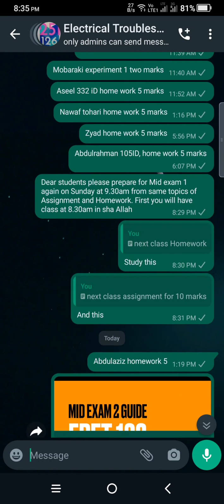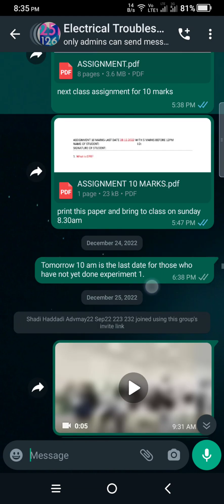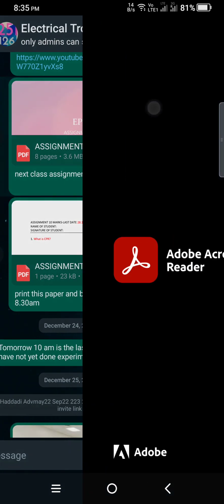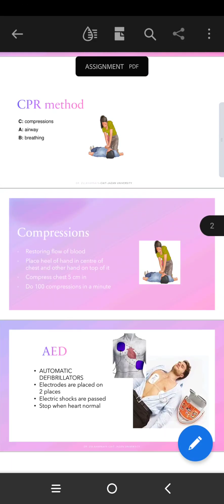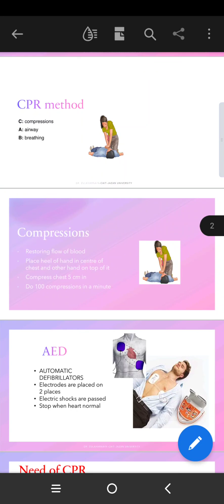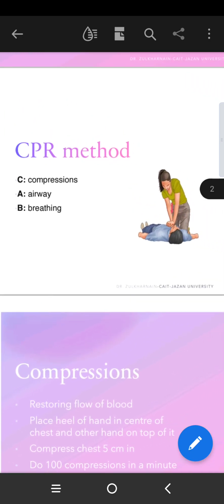So one thing that I missed now was the assignment. If you click here, you go back to assignment. See here, this is the assignment you have to prepare. Homework and assignment you have to prepare for mid 1, that is scheduled on 22nd of January. Okay, and next Sunday, you can be asked what is a CPR. So CPR means compression, airway, breathing. So you can just write 2 points, no problem.